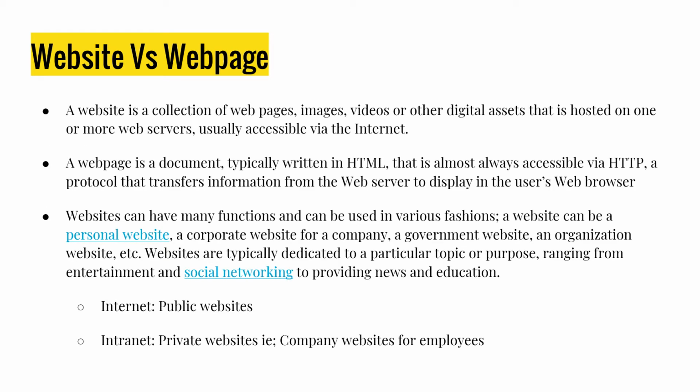Now, a website is a collection of web pages, images, videos, or other digital assets that is hosted on one or more web servers, usually accessible via the internet. A web page, on the other hand, is basically a document typically written in HTML format, and that is almost always accessible via HTTP. That is a protocol that transfers information from the web server to display in the user's web browser. So basically, this is the difference between a website and a web page.